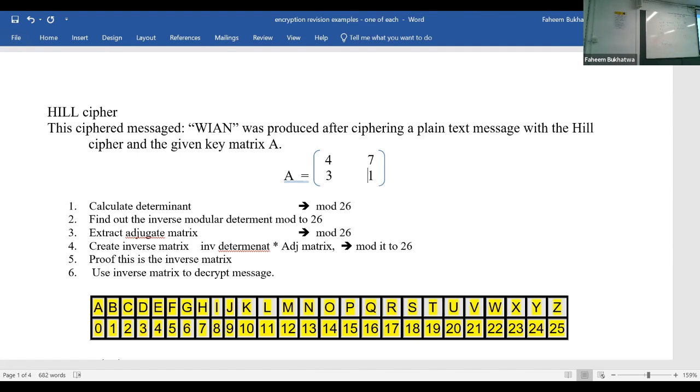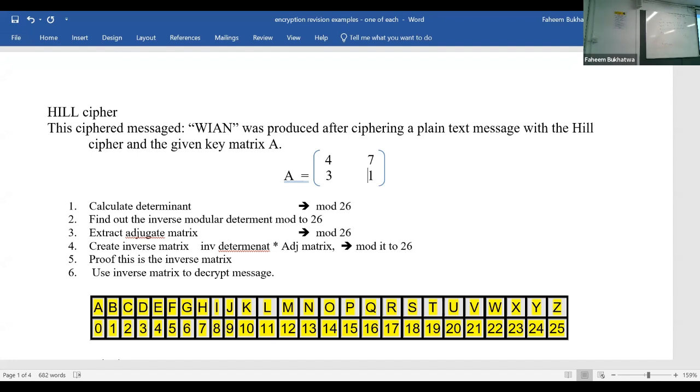All right. Here are the steps actually to do it, and you need to be able to do that. That's why we're doing it now. So the first one is to find out the determinant for this matrix. This matrix is the one that was used to encrypt the messages. So we want to find out first the determinant of this matrix.